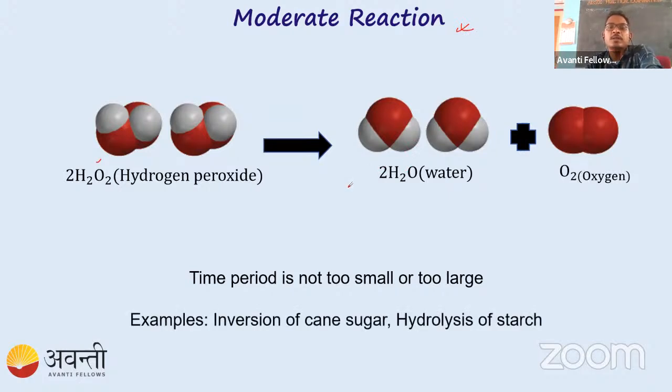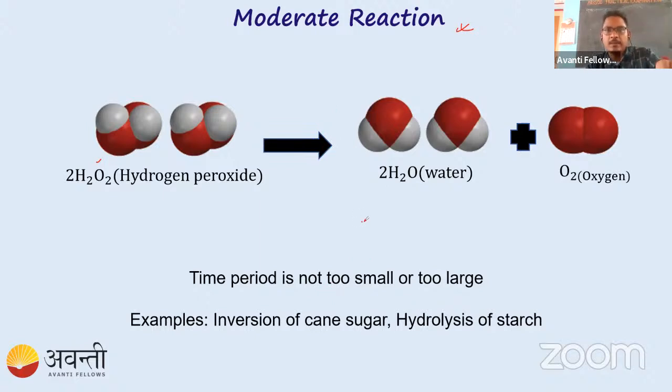And inversion of cane sugar and hydrolysis of starch. That is sugar only. Okay, but hydrolysis means adding water. Inversion you will study in organic, of cane sugar. It is a conversion only. ठीक है ना, inversion. So there is some chemical or physical change for this cane sugar, which is inversion. ठीक है ना. So these are some examples of moderate reactions.